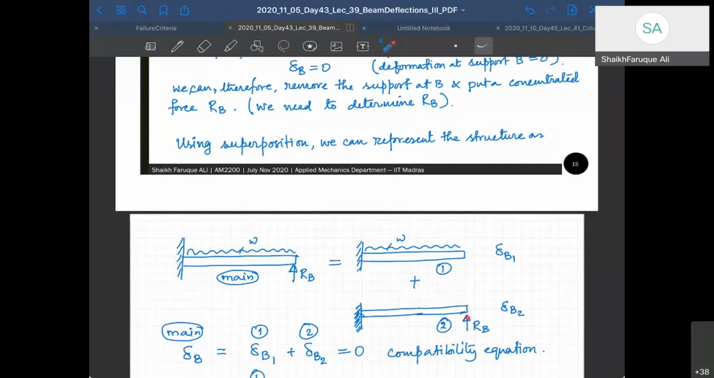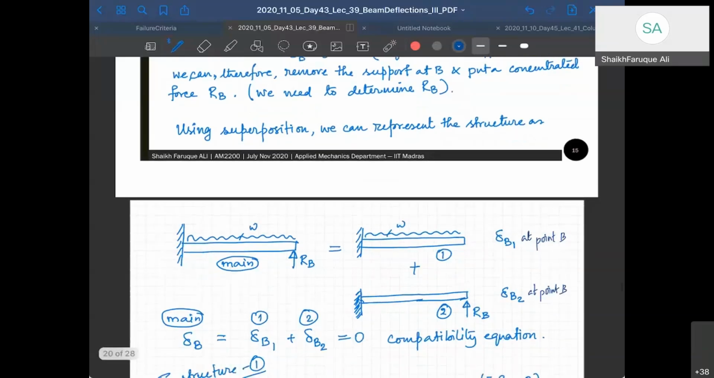Remember, the RB direction is upward here. So let's say the deformation due to UDL is delta B1 at point B, and delta B2 at point B for the point load. Now, from my compatibility condition, the total deflection at B is supposed to be delta B1 plus delta B2, and that should be equal to 0, right? That's my compatibility condition. And now what is the job? My job is to find what delta B1 and delta B2 are.